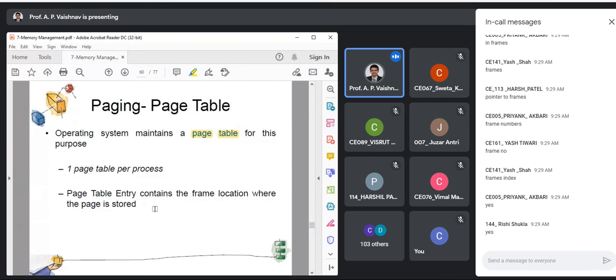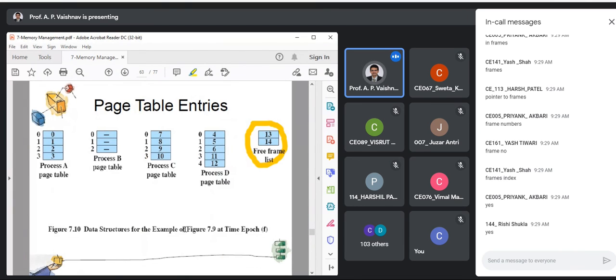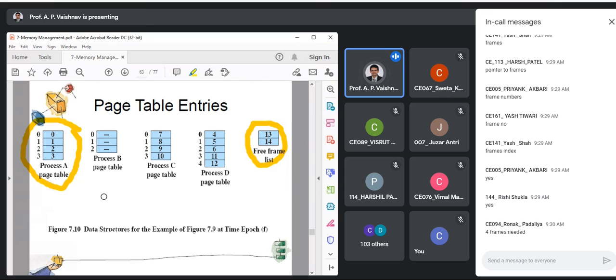Again, I'm repeating, every process has one page table, and the page table entry contains the frame location where the page is stored, or in other words, the frame number. If you want to write it in one word, it is frame number. Okay, let us see. Process A's page table will look like this. Why does it have 4 entries? Because it is divided into 4 pages, right? So I have 4 pages, okay?